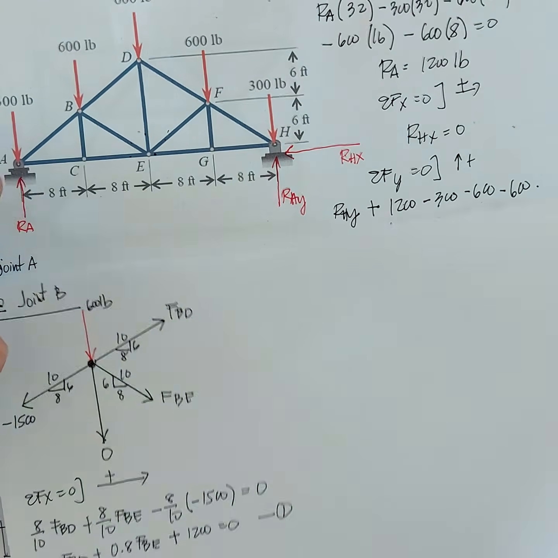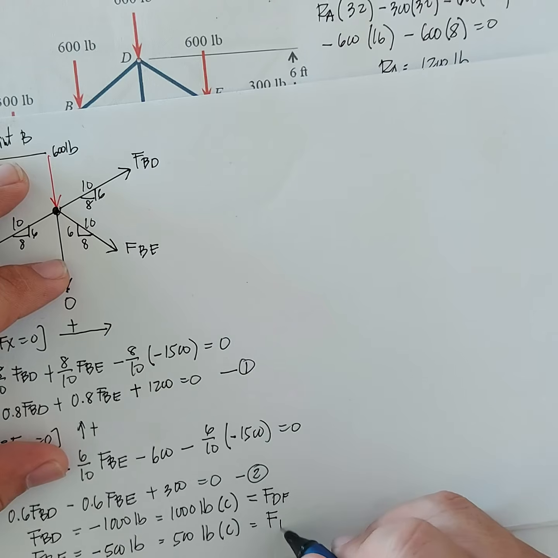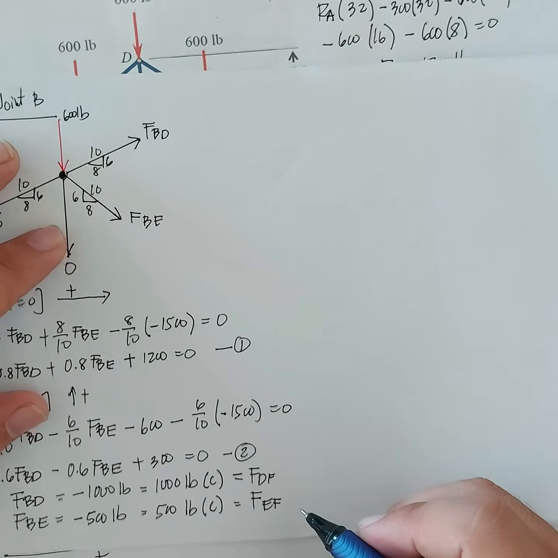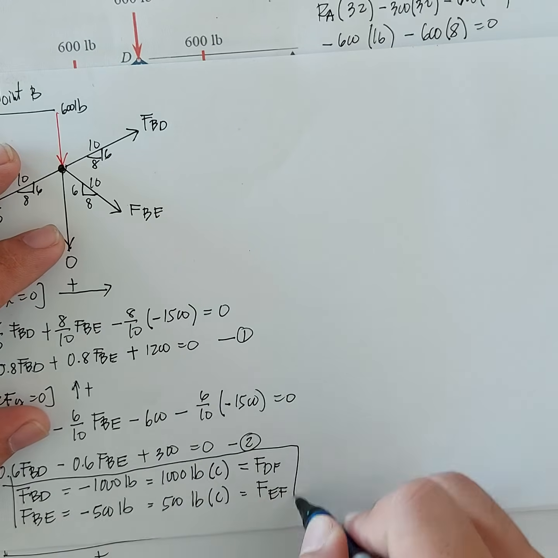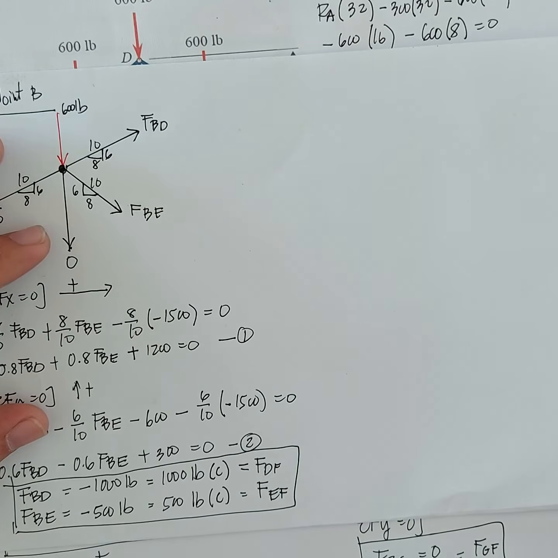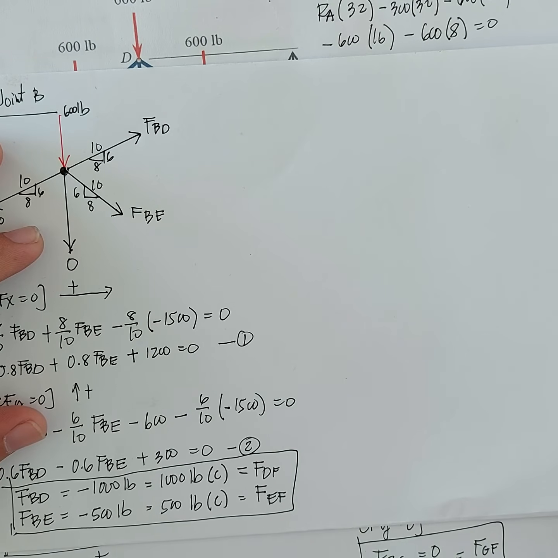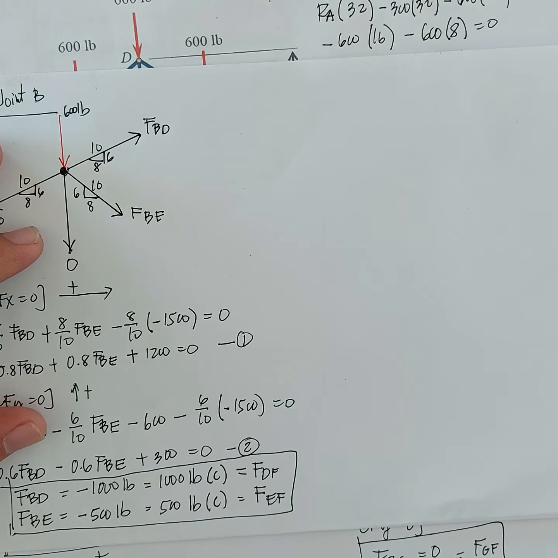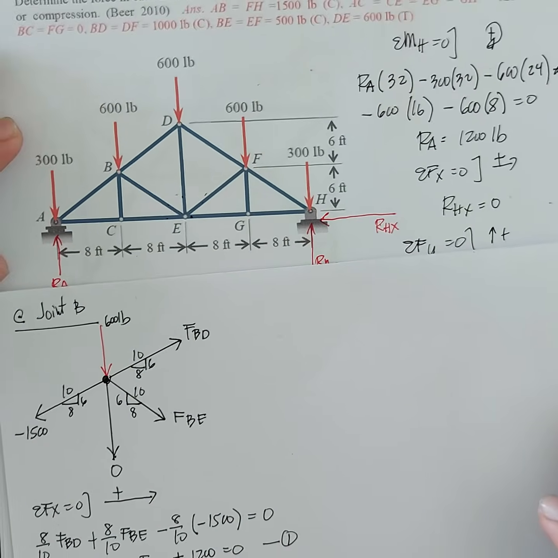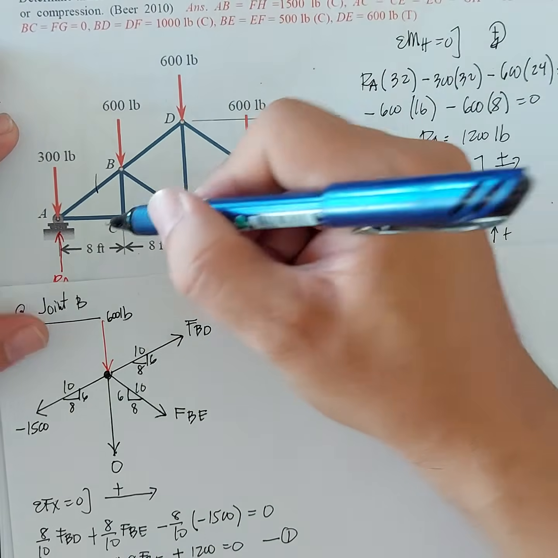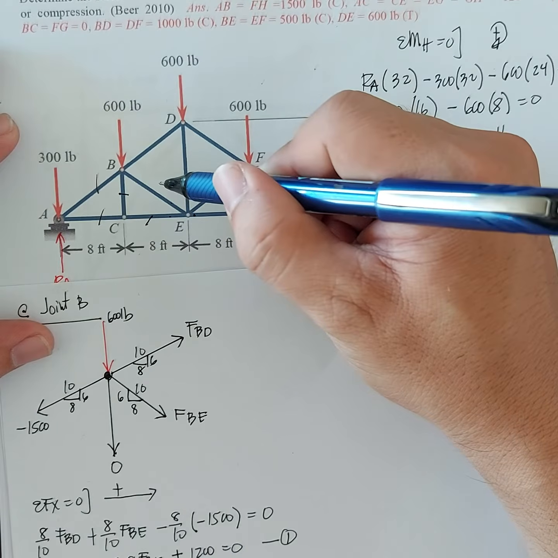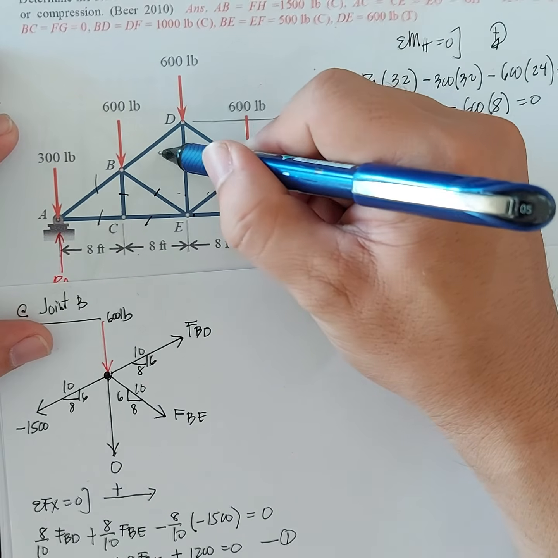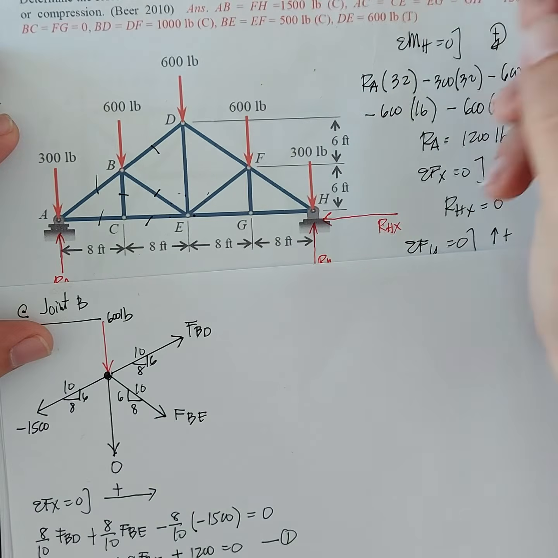Okay. So FEF. Okay. So that's FBE. Ito yung sagot natin. Okay, next. Ano ba hindi na-solve na members ng truss natin? Okay, alin pa? Na-solve na natin ito. Okay na to. Okay na rin to. Okay na to. Okay na to. This is also okay. Okay. Ito na lang ang hindi na-solve.